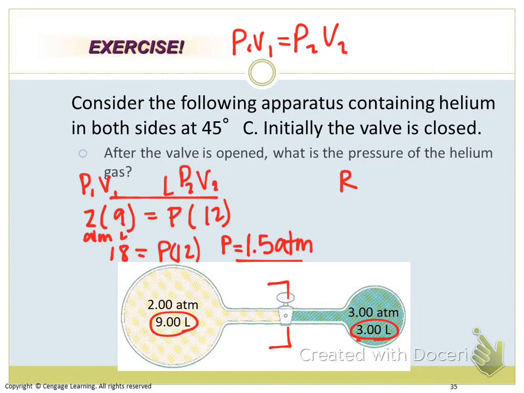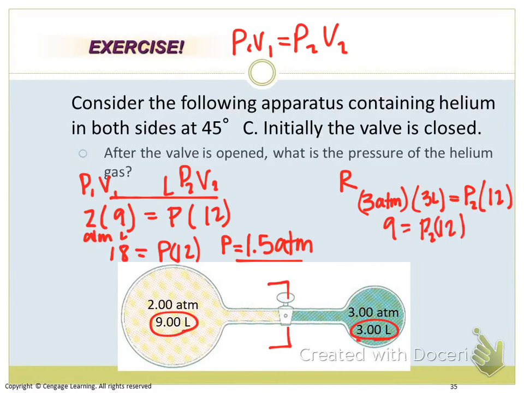I'm going to do the same thing on the right side. So my initial pressure is 3 atmospheres. My initial volume is 3 liters. My final pressure, I don't know. My final volume is 12. So I take 9 equals P2 times 12, and P2 of the green gas is equal to 0.75.